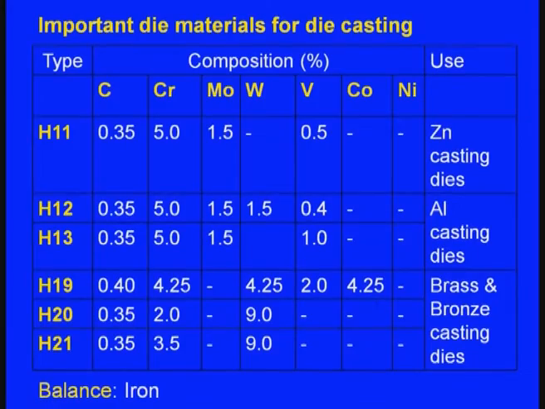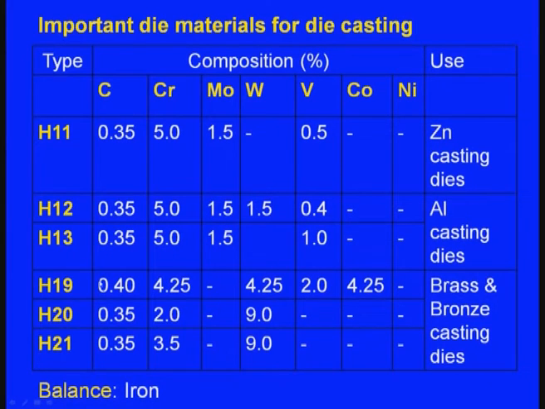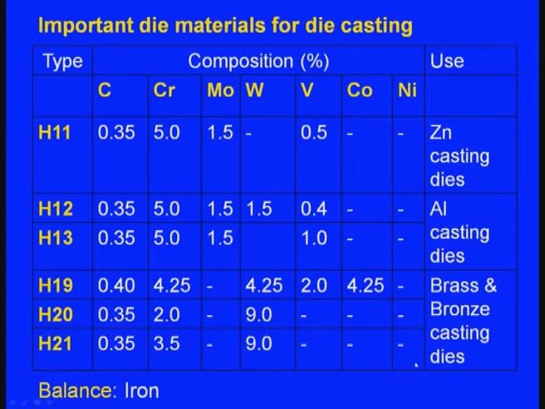Next one, H19 steel, carbon content 0.4%, chromium 4.25%, tungsten 4.25%, vanadium 2% and cobalt 4.25%. And this is used for making brass and bronze castings. Next one, H20 steel, carbon content 0.35, chromium 2%, tungsten 9%, and this steel is also used for making the dies in the case of the bronze and brass castings. And finally, H21 steel, carbon content 0.35, chromium 3.5, tungsten 9%. So, this is also used for making the dies where brass and bronze castings are to be made. So, in all these cases, iron is the base element.